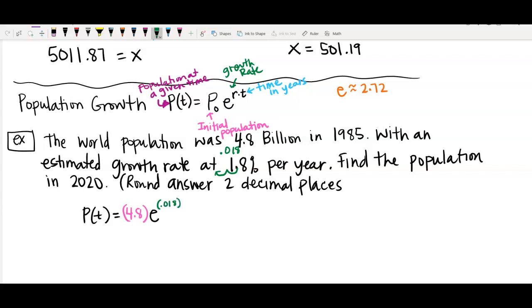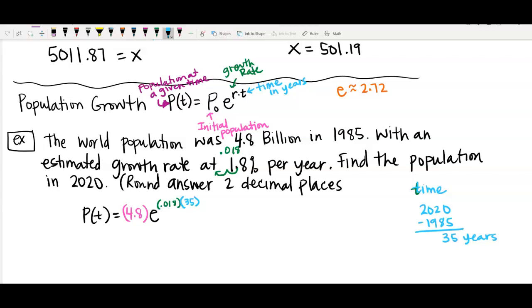And then in place of t, we need to put our time. Well, that is the number of years that we've had. So we're going to be figuring out, I'll just write it over here. When we're talking about the time, we're doing 2020 minus 1985. That was our start year, and this is our ending year. So that's going to be 35 years. We're trying to see what our population is going to be 35 years later. So this is going to be the 0.018 times 35 up there.